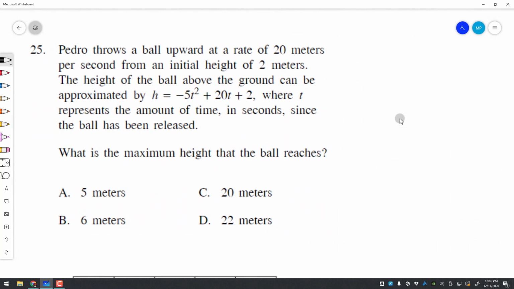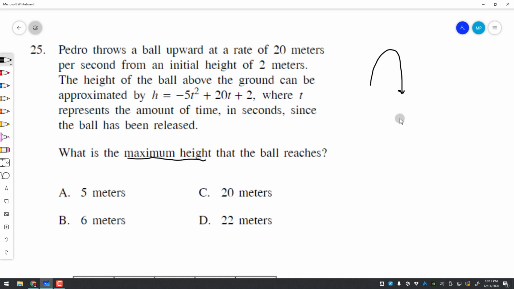Pedro throws a ball up at a rate of 20 meters per second from an initial height of 2 meters. The height of the ball above the ground can be approximated by this function, where t represents the amount of time in seconds since the ball has been released. What is the maximum height that the ball reaches? Okay, well, here we have a quadratic, right? So we have a parabola. Negative leading coefficient means it's upside down.